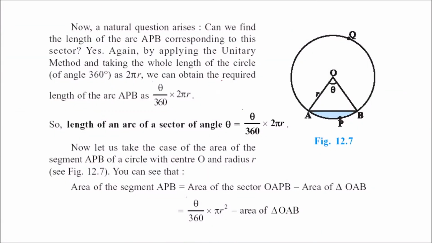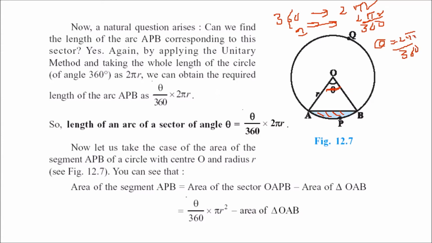Now again, let us talk about the segment, this part. The complete circumference is 2 pi r. So if we travel 360 degrees, the complete length is 2 pi r. For 1 degree, it will be 2 pi r by 360. How about theta degrees? Theta degrees will be 2 pi r by 360 into theta, so theta by 360 into 2 pi r. This is the length of the arc APB of a sector of angle theta.